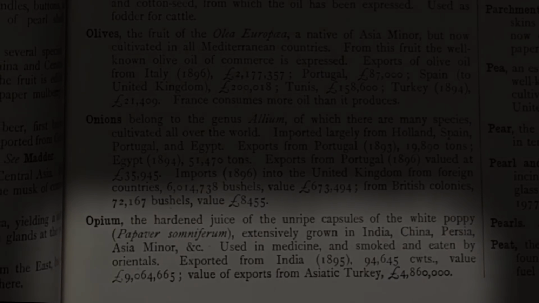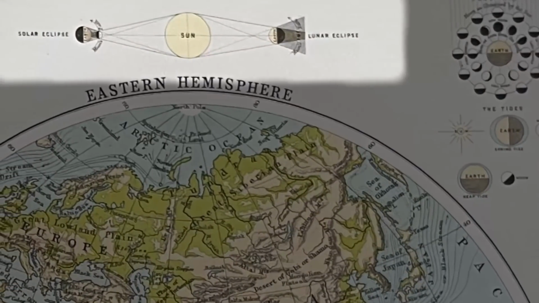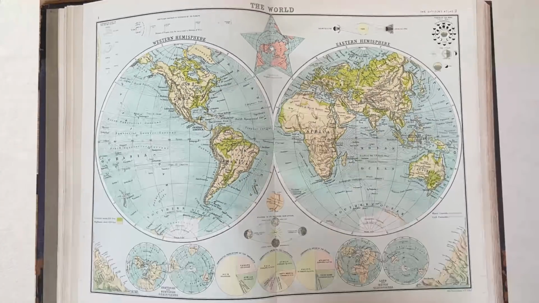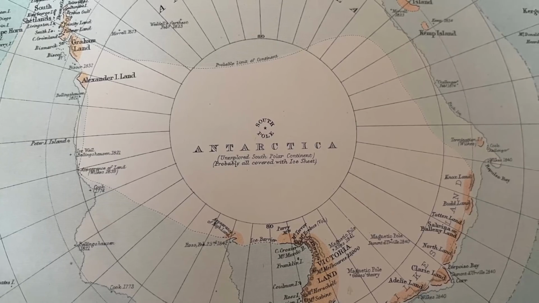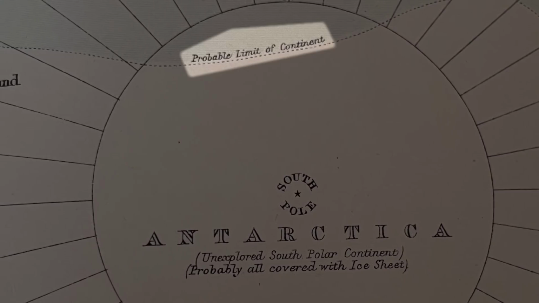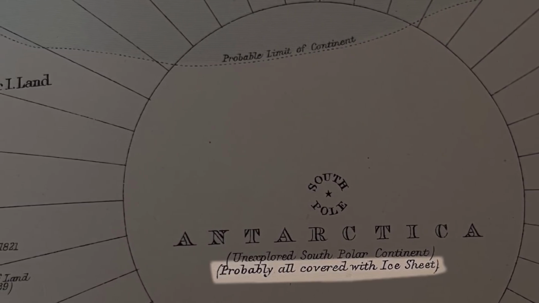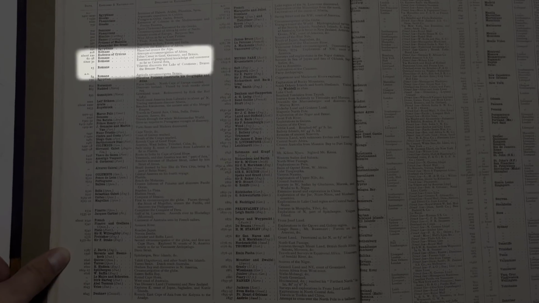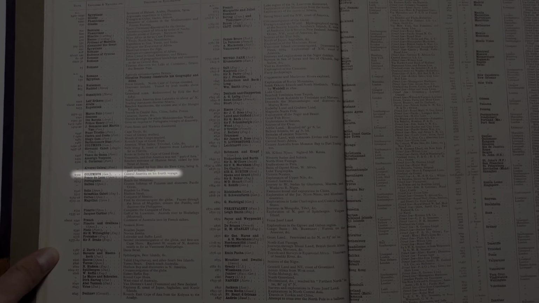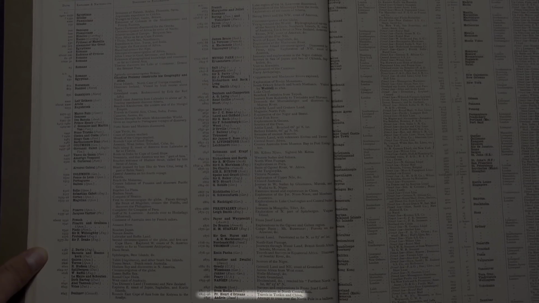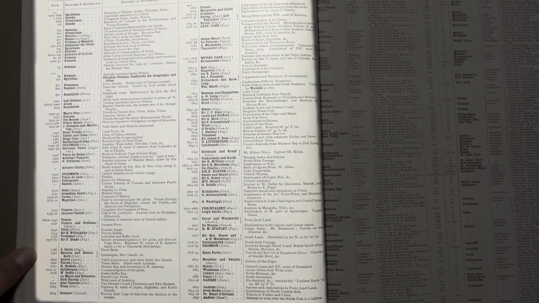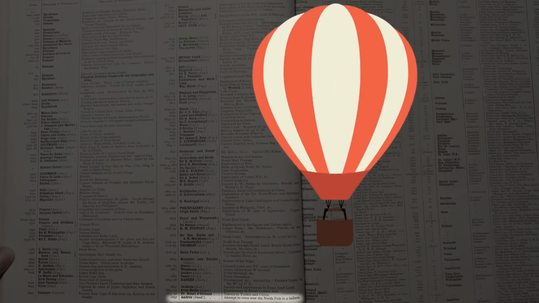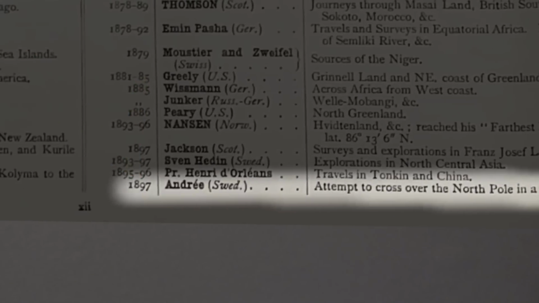So, there's an explanation of how a solar eclipse works, a list of all the planets. This is of course from before Pluto was discovered. It's fun to note that there were still unexplored areas on the map when it was printed. Probable limit of the continent, and probably all covered with ice sheet. It also has a chronological list of explorers throughout time, such as the Romans, Leif Erikson, Marco Polo, Columbus, and this guy who just traveled to China. The perspective of what's discovered and isn't is pretty Western. Anyway, it says Andrée attempted to cross over the North Pole in a hot air balloon in 1897.